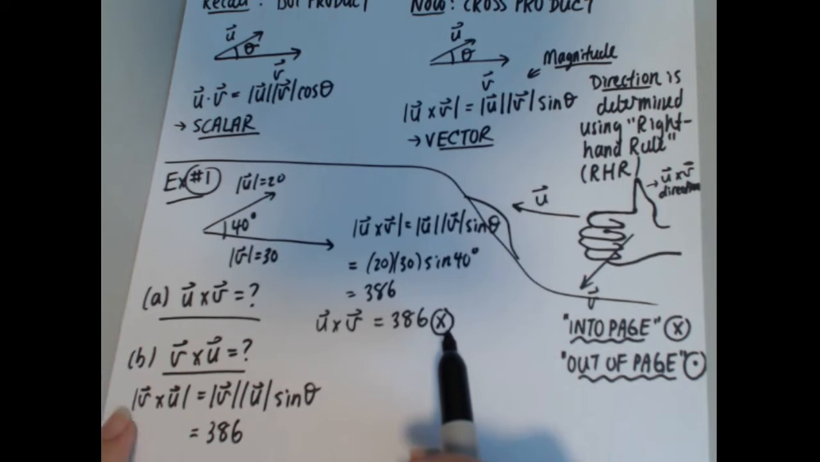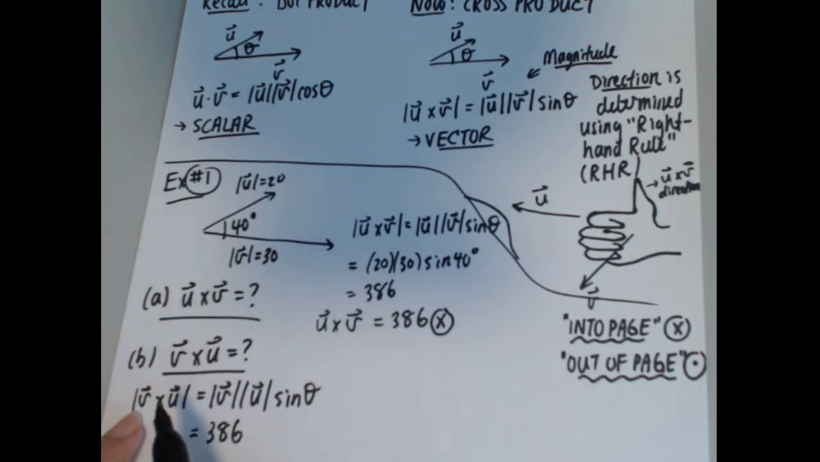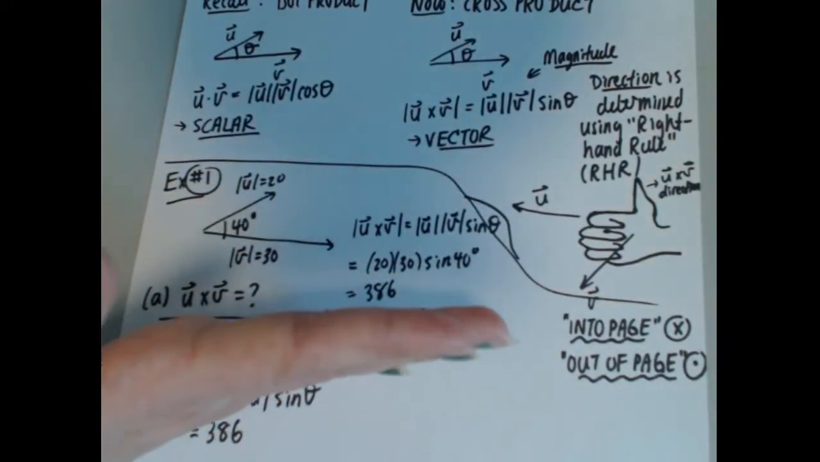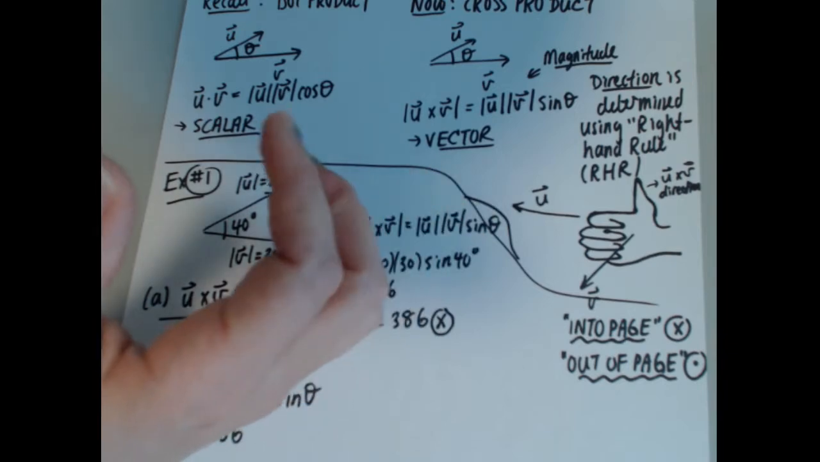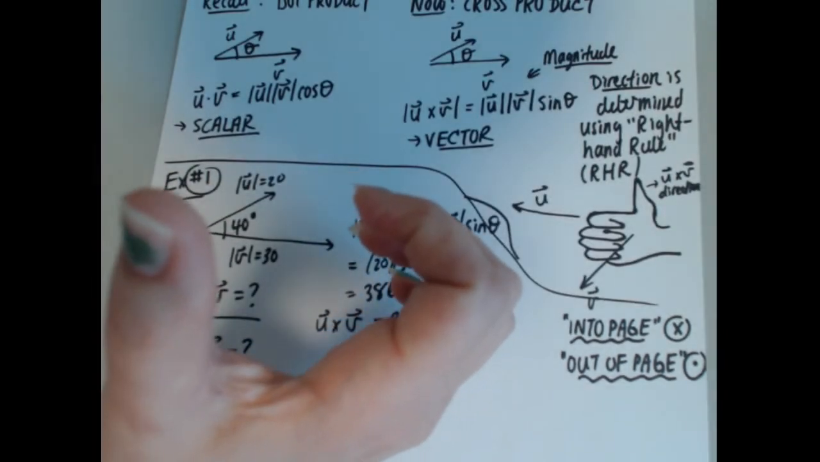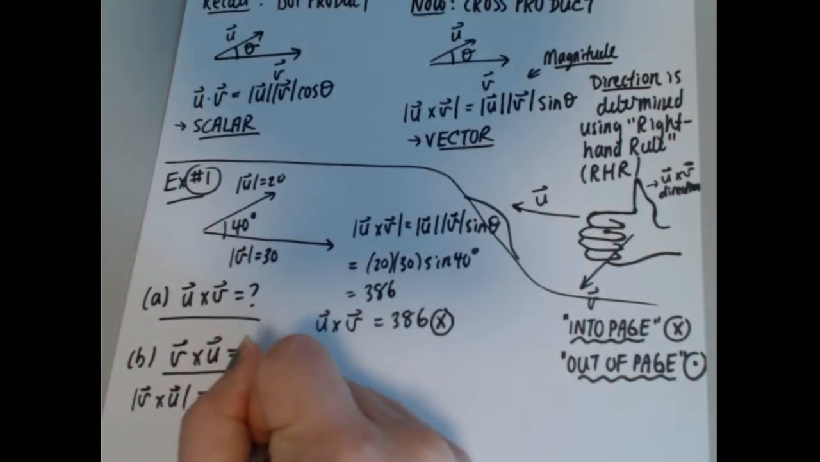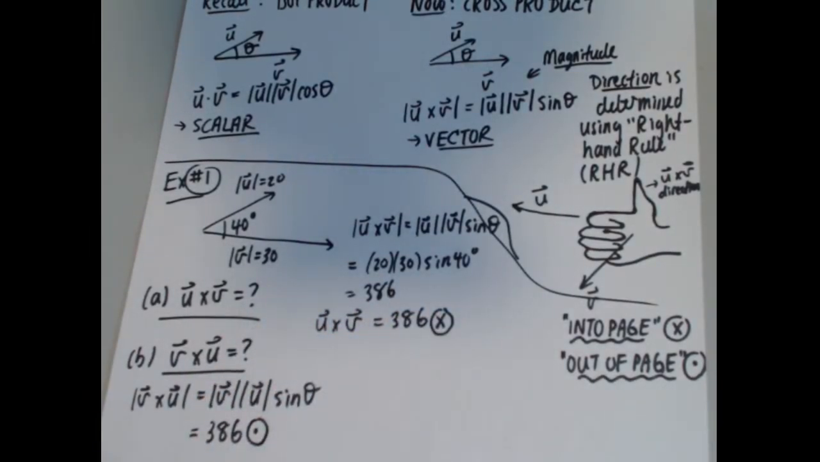Now, if we do v cross u, now v comes first. That means when I use my right hand rule, I have to start my fingers of my right hand pointing in the direction of v and then curl towards u. So take your right hand. My right fingers are angled in the direction v first, and now if they curl towards u, sure enough, my right thumb is pointing up and out of the page. So this time my direction is out of the page. Now, these are definitely not the same thing, so that's the first thing I notice. I notice that the cross product is not commutative.